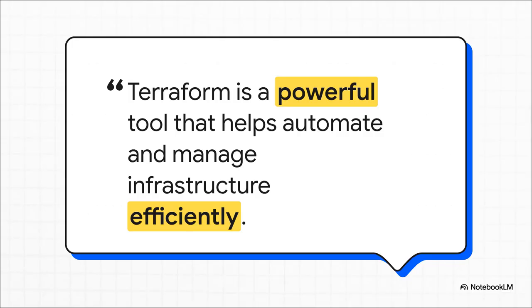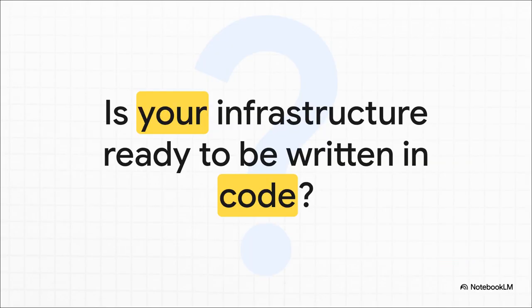So, if we were to boil it all down, what's the key takeaway? It's this. Terraform is a foundational tool for anyone building in the cloud today. It allows you to automate and manage your infrastructure with incredible efficiency, and that directly leads to systems that are more scalable, more reliable, and just perfectly consistent every time. Ultimately, making that shift from clicking buttons in a console to writing declarative code, it just unlocks a whole new universe of speed and control. So the real question I want to leave you with is this. Is your infrastructure ready to be written in code?